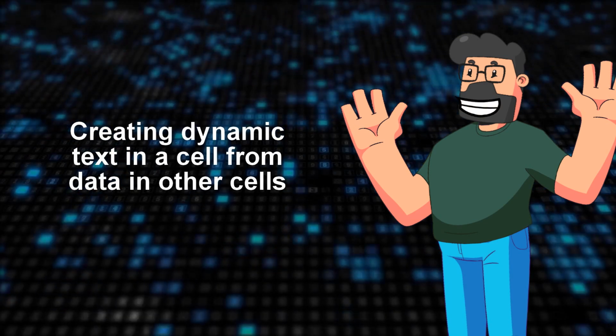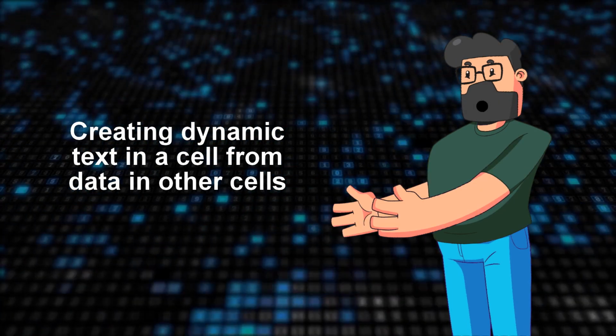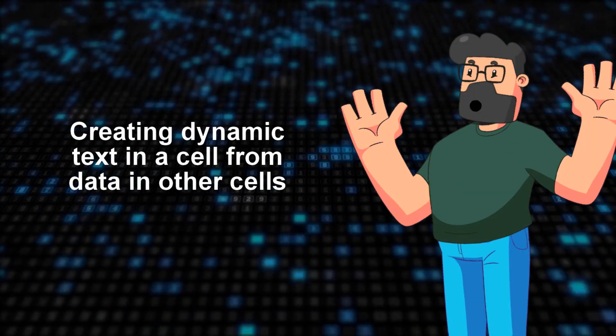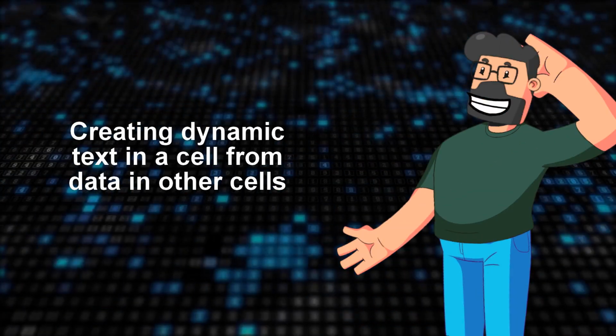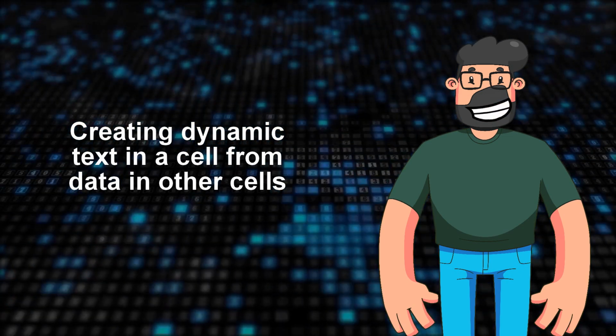You want the reference in N2 to be a combination of the first three characters of A2, B2, C2, D2, and E2, with dashes in between. It's like creating a unique identifier for each row in your table.